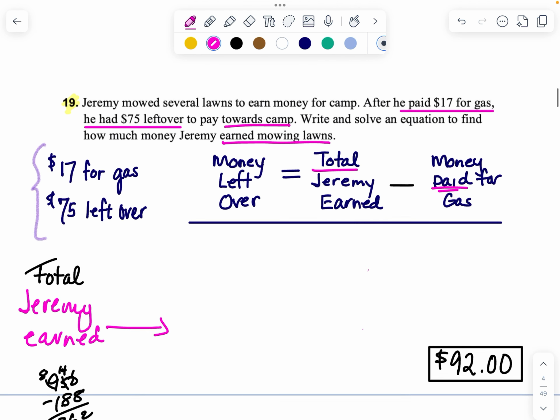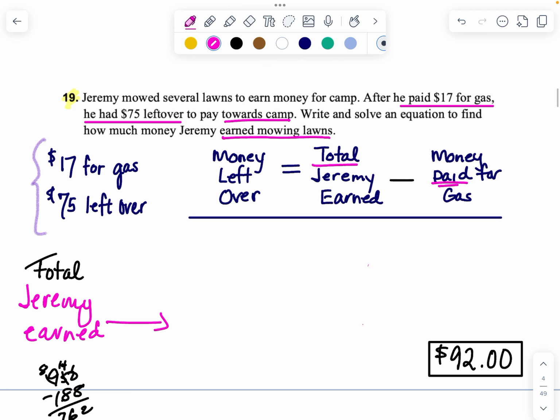Okay, now we have these word problems where Jeremy mowed several lawns to earn money for camp. So what you have to do is think what makes sense when you read these. He paid, this is going out, right? He paid $17 for gas, and he had $75 left over. Okay, so that's what you're going to have left. But it says, write and solve an equation to find how much money Jeremy earned mowing lawns.